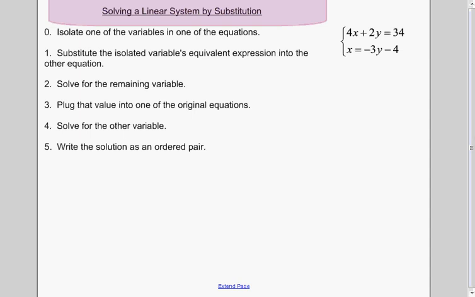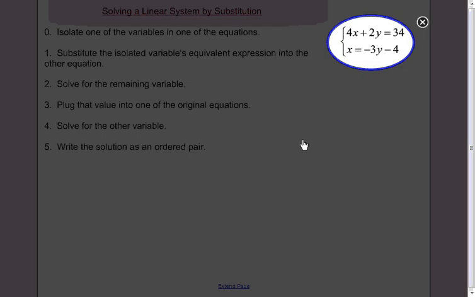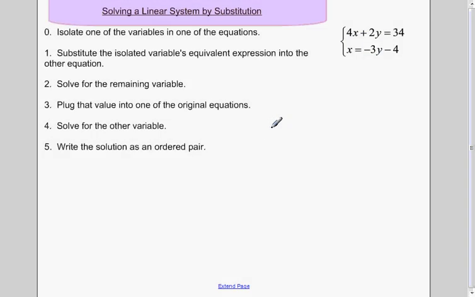Okay, here we're going to solve a linear system using the substitution method. The linear system here is these two equations aligned, 4x plus 2y equals 34, and x equals negative 3y minus 4. Okay, so it's a very mechanical process given by these steps.